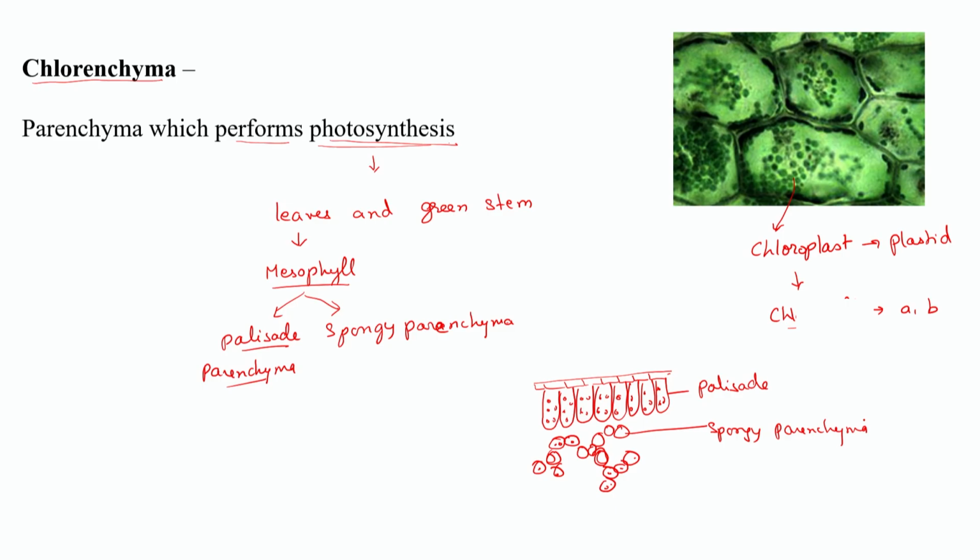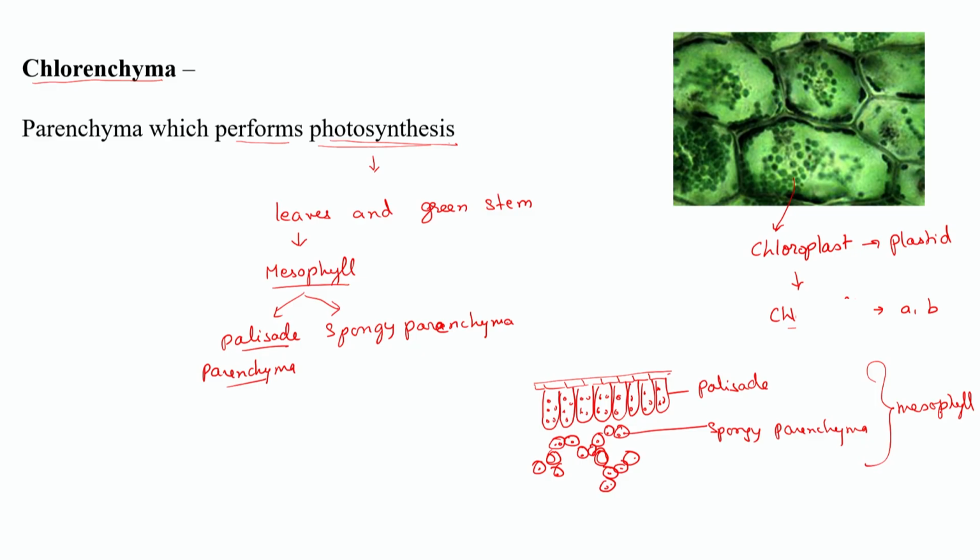In the palisade layer you can see they are elongated cells, and they have less intercellular spaces, they are compactly arranged, and they contain a large number of chloroplast and are responsible for photosynthesis. Similarly, in the leaf another type of parenchyma is there, which is almost rounded and spherical in structure, and they are loosely arranged, and they contain fewer chloroplast. And the function of both types of mesophyll tissue is to perform photosynthesis.